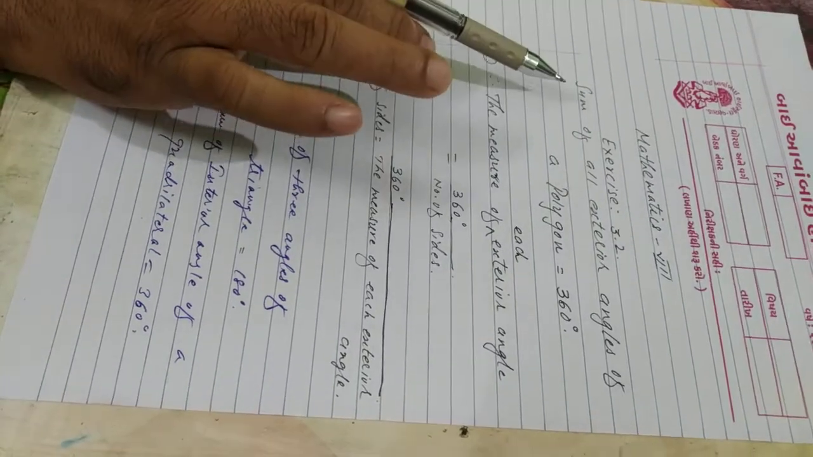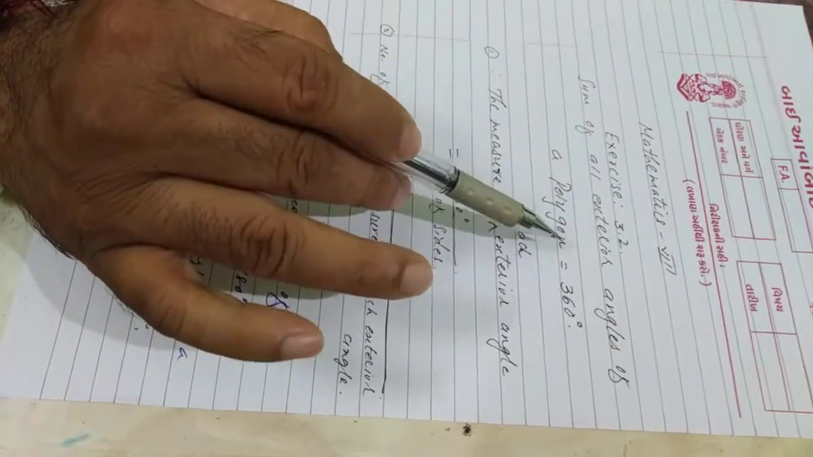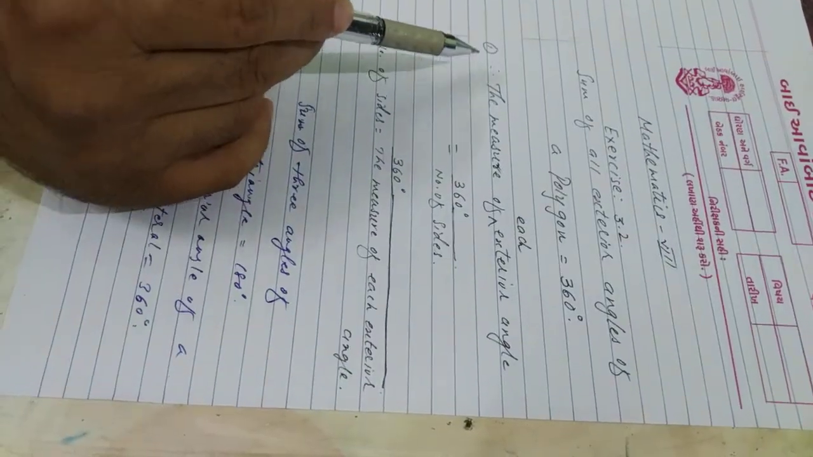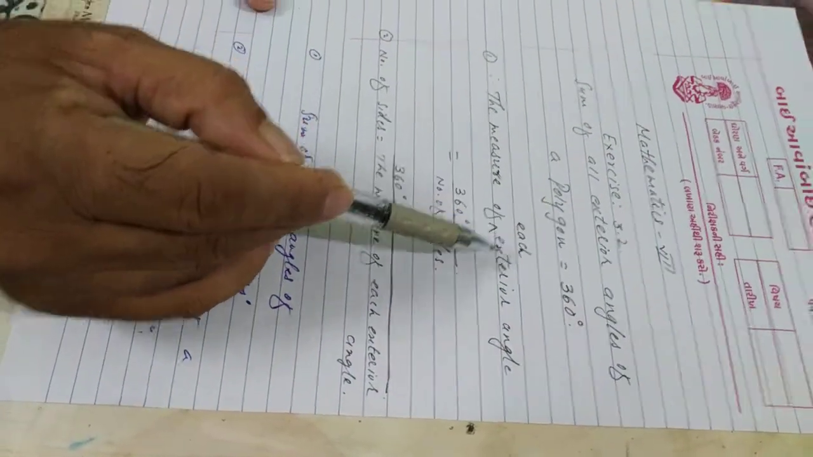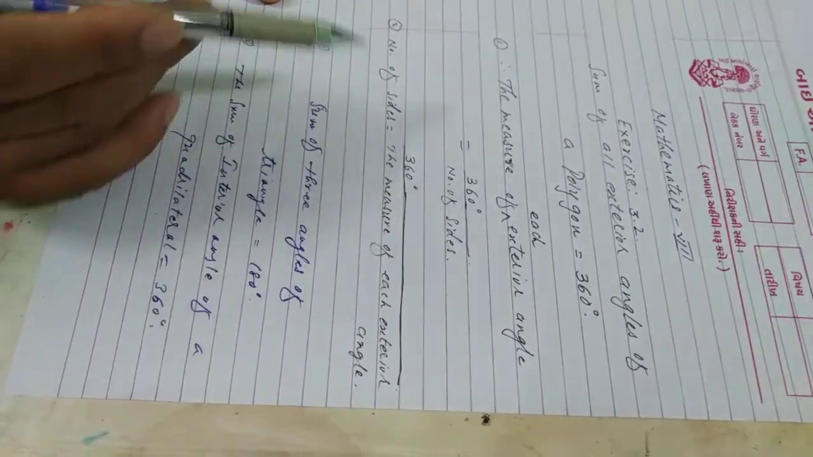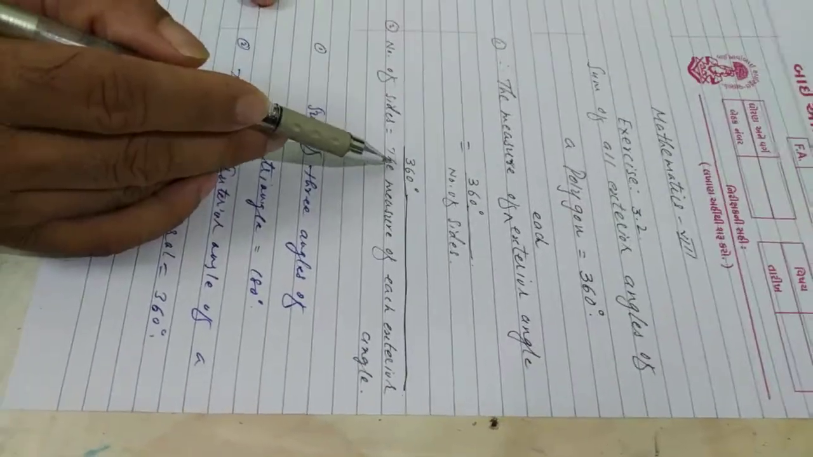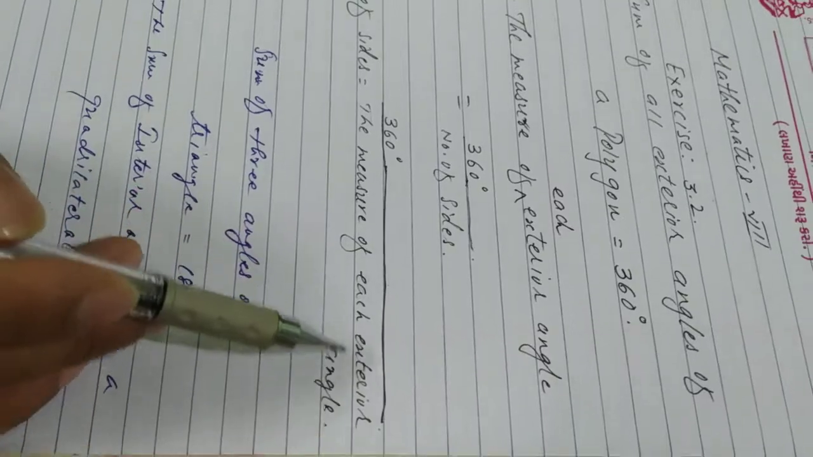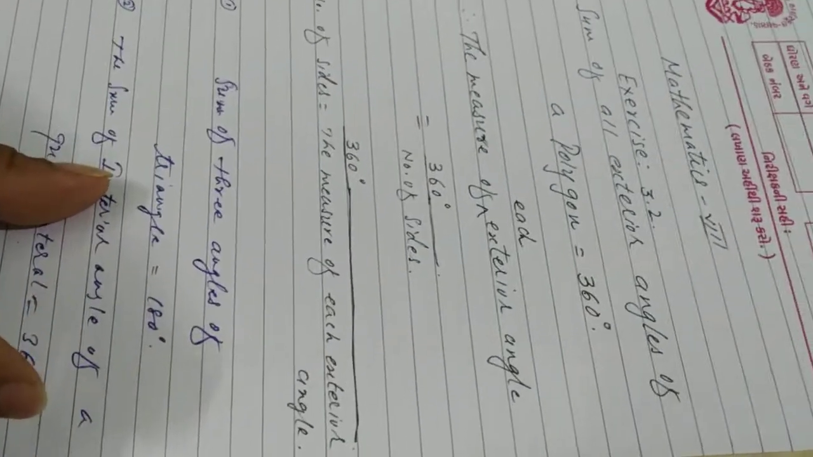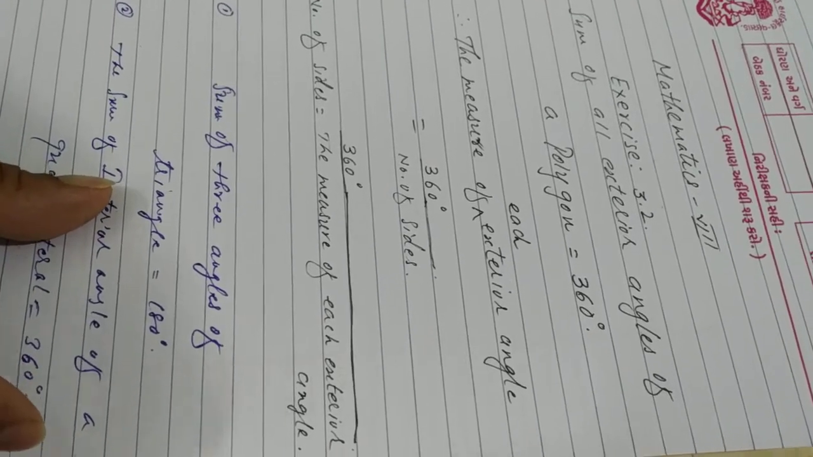Now we are going to learn about exterior angles. The sum of all exterior angles of a polygon is equal to 360 degrees. Therefore, the formula is: the measure of each exterior angle is equal to 360 degrees upon the number of sides. In the same way, the number of sides is equal to 360 upon the measure of each exterior angle. By using these two formulas, we will try to understand exercise number 3.2.